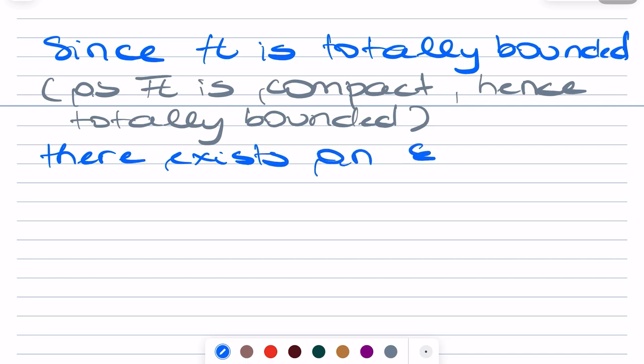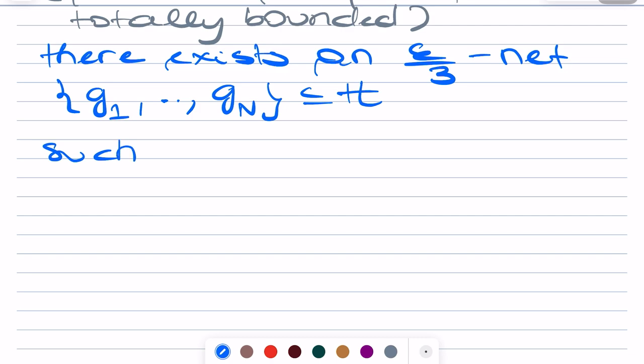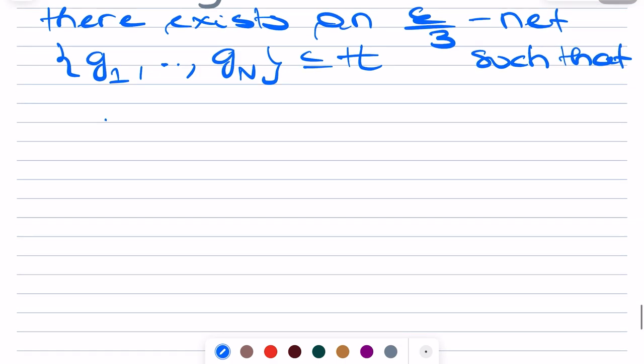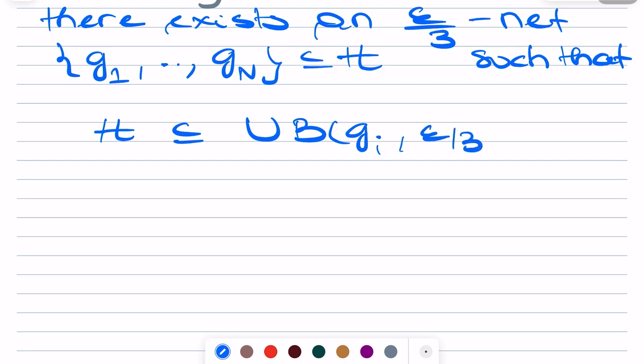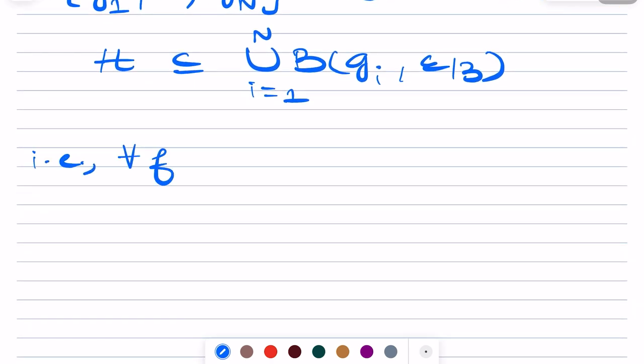An epsilon over 3 net, say g1 up to gn, elements of H, such that H is contained in the union of balls centered at gi and radius epsilon over 3, i running from 1 to n. So this means that for every f in H, there exists i0 in 1 up to n. So this is just a notation to say that you only consider integers from 1 to n.